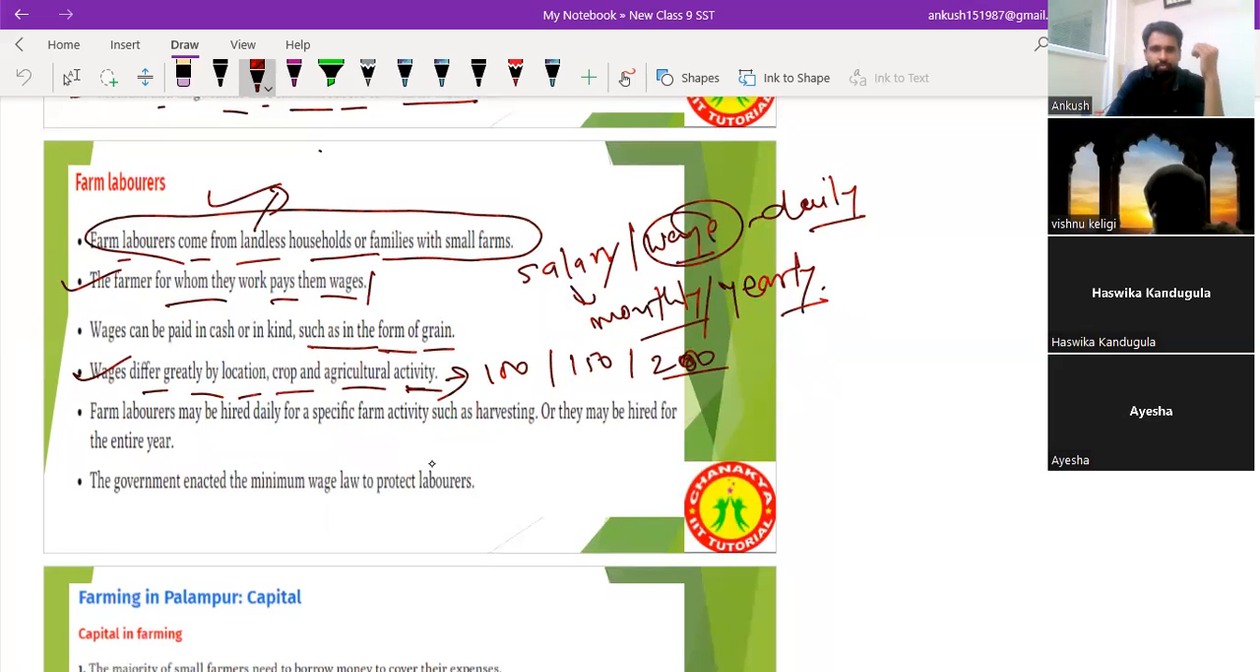Farm laborers may be hired daily for a specific farm activity such as harvesting, or they may be hired for the entire year. On a yearly basis means they are working on daily wages, but they are hired for the whole year. Some laborers are called only for a particular activity in agriculture. Suppose there are only 2 or 4 months of activities available on the farm, then those people would be hired for only 4 months.